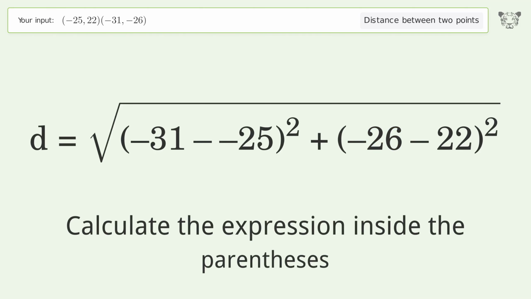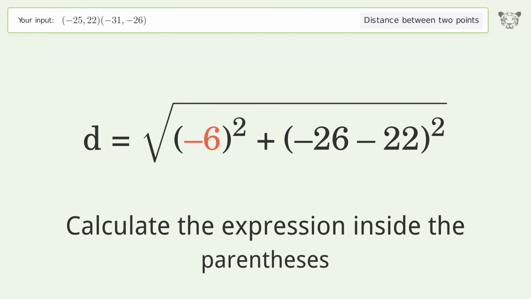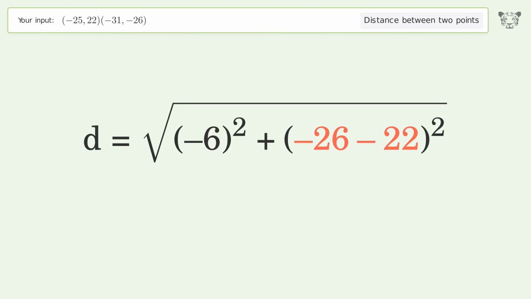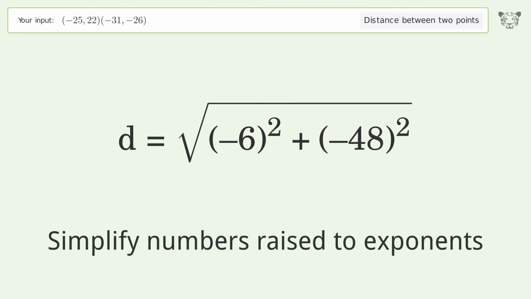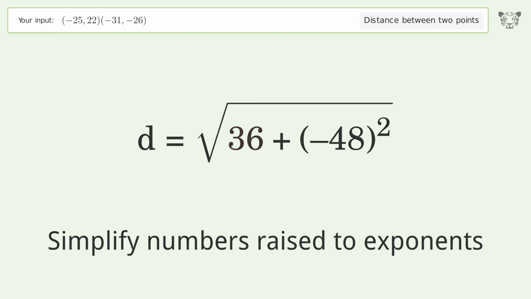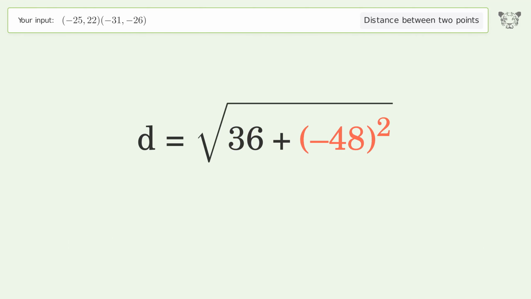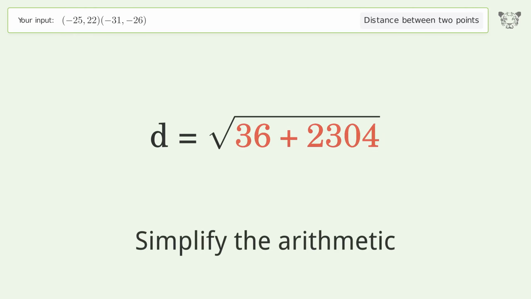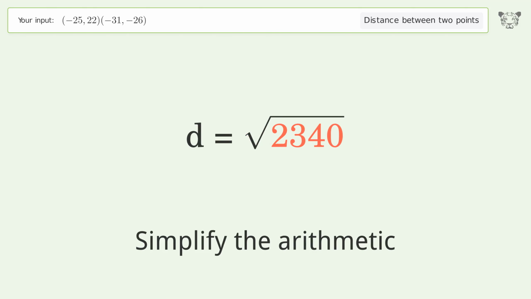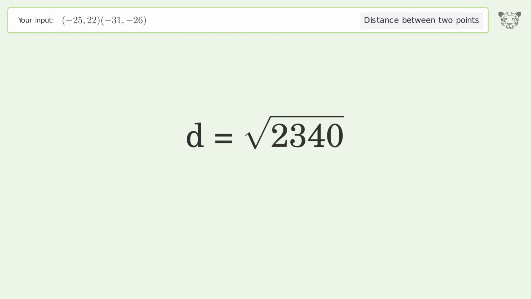Calculate the expression inside the parentheses. Simplify numbers raised to exponents. Simplify the arithmetic. And so the distance between the 2 points is the square root of 2,340, or 48.374.